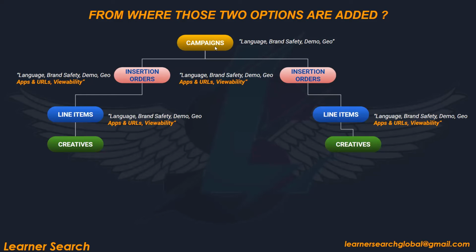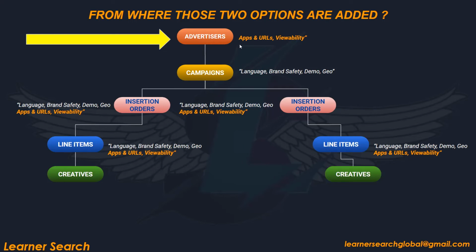At campaign level, language, brand safety, demo and geo are targeted. At insertion order level, language, brand safety, demo and geo, along with apps and viewability, are also inherited from the above levels. This line item also inherited, even this line item also. At advertiser level, we gave apps and URLs and viewability. At campaign level, we gave language, brand safety, demo and geo. Whatever apps and URLs and viewability is shown at insertion order and line item is inherited from the advertiser, whereas the other four are inherited from the campaign level.